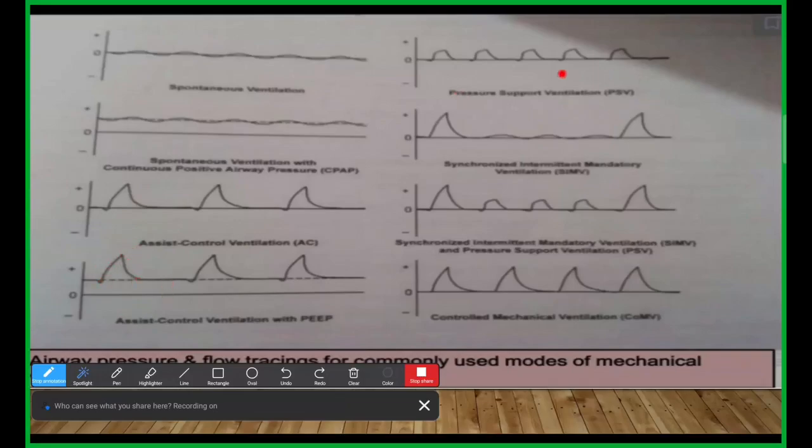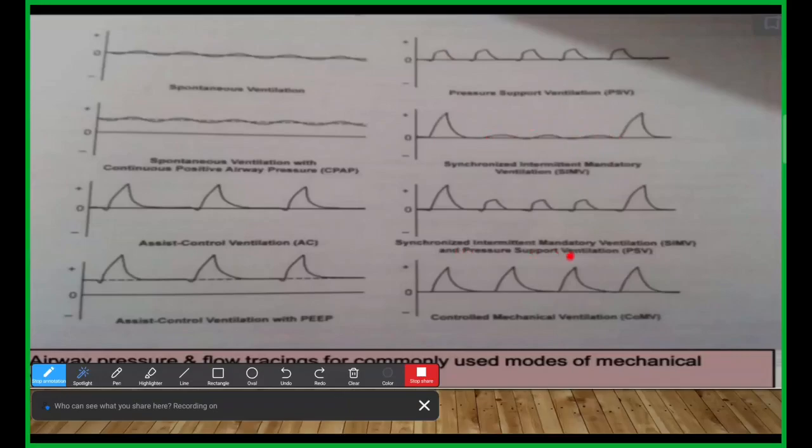Now coming to pressure support ventilation, this is your set pressure support level, say 20 centimeter H2O. This is seen in your spontaneously breathing patient. This is the waveform in pressure support ventilation. In SIMV mode, you will have a mandatory breath, in between which there will be spontaneous breaths of the patient's tidal volume. These are the mandatory breaths of the ventilator's set tidal volume, and in between the mandatory breaths are the spontaneous breaths with the patient's tidal volume.